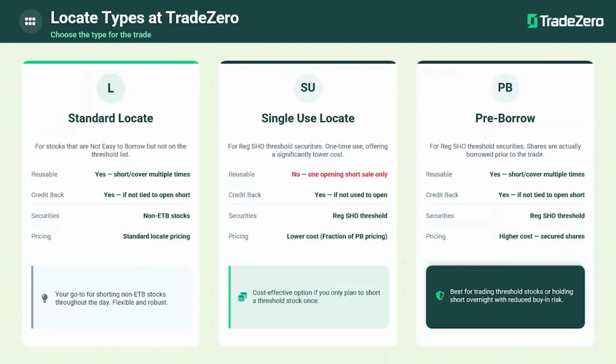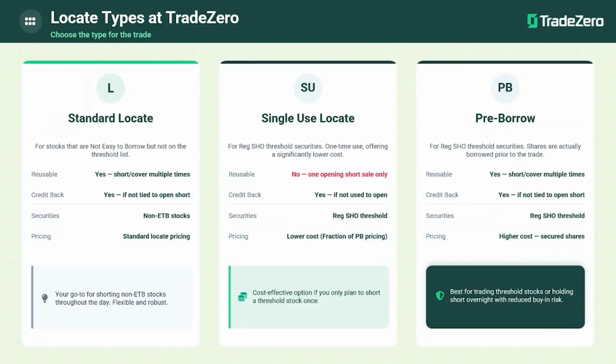These can be credited back, which I'm going to get into, as I feel it's a very underutilized yet powerful feature on our platform. These are not easy to borrow, and the locate pricing is very easy to understand. The single-use locates and the pre-borrows both speak to being able to short Reg SHO securities.